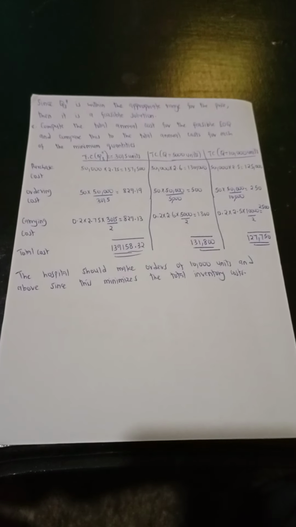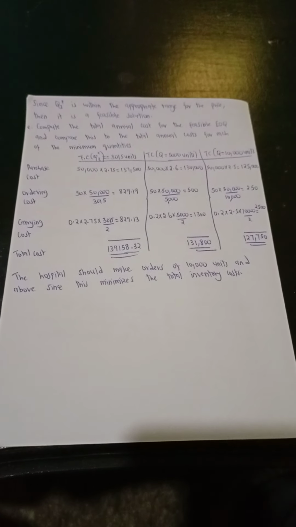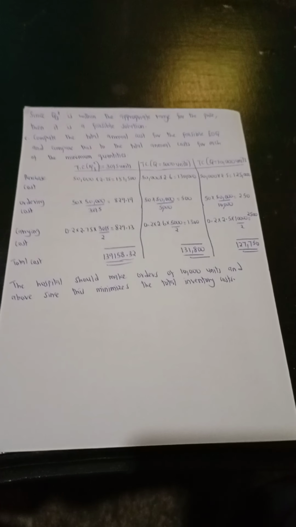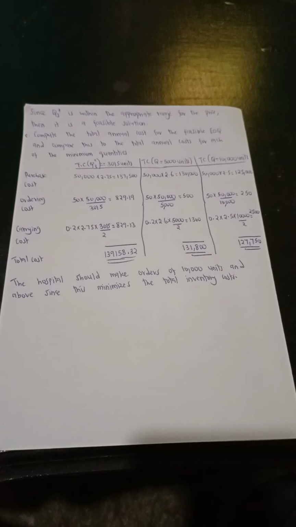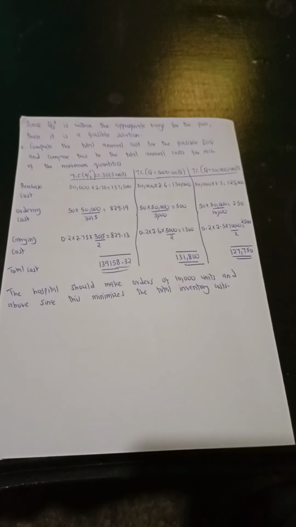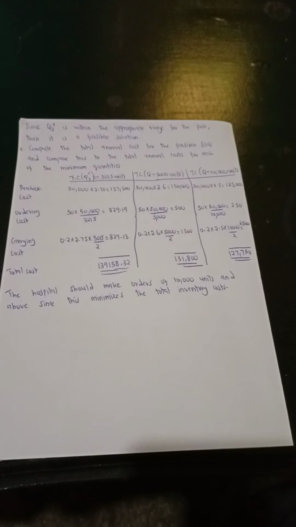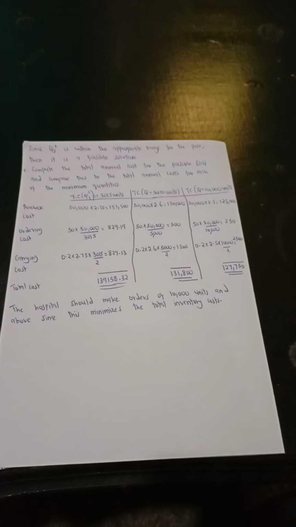We are going to compute the total annual cost for the feasible EOQ and compare this to the total annual cost for each of the minimum quantities. So we start with the feasible EOQ, which is 3,015. Then we look at TC when Q is 5,000 units and TC when Q is 10,000 units. When you go back to the question, you'll see that 5,000 is the minimum of that range and 10,000 is the minimum of that range. That is why we are using them to calculate the total cost.